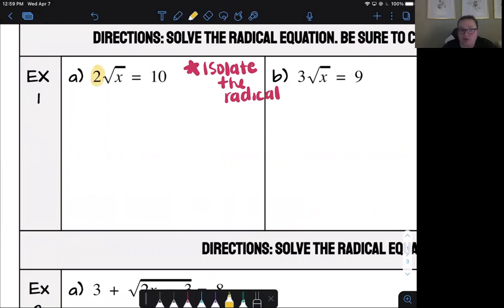So what does it mean to have a 2 out in front of the root x? It means multiplication. Well, how do I cancel multiplication? I divide. So 2 divided by 2 is 1. 1 times root x is root x. 10 divided by 2 is 5. Now we need to figure out how to get the x out from under that radical. So what is a way to cancel a square root? Well, if the opposite of square rooting is squaring something, or if the opposite of squaring something is square rooting, then what happens if I just take this radical and I square it?